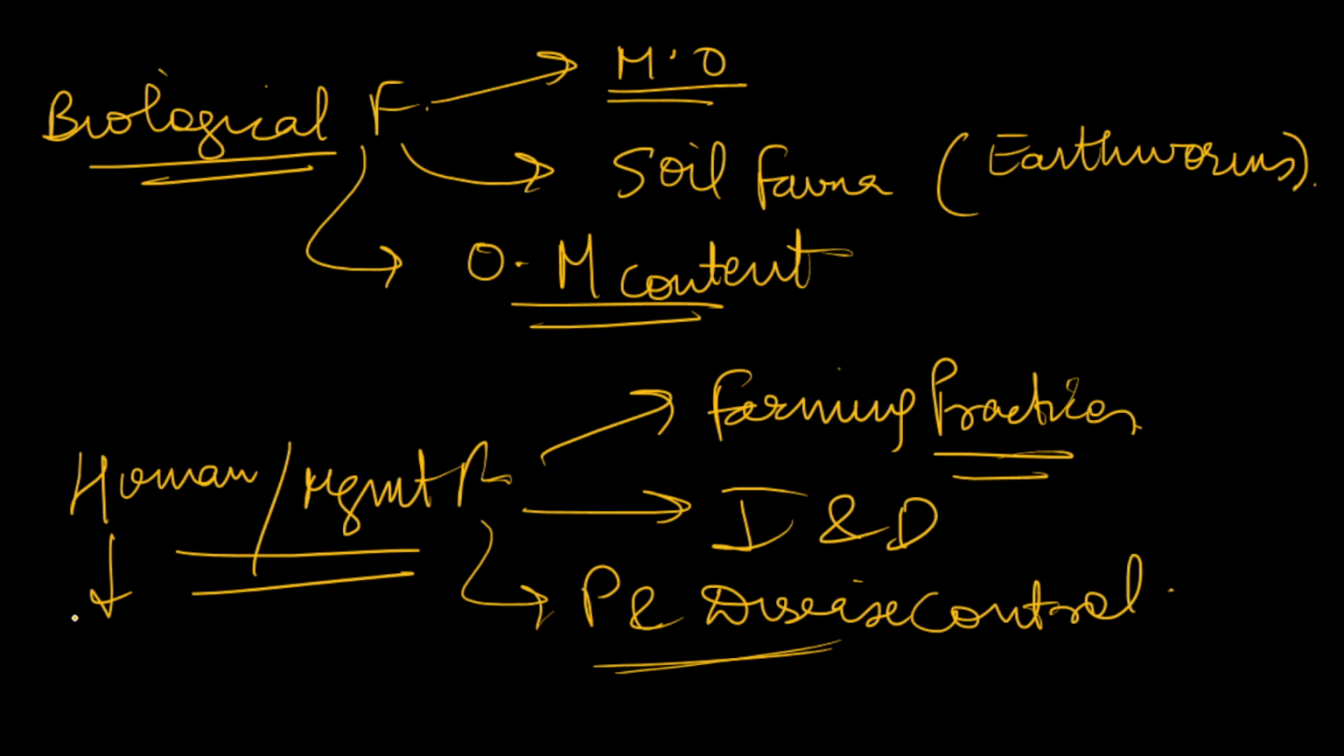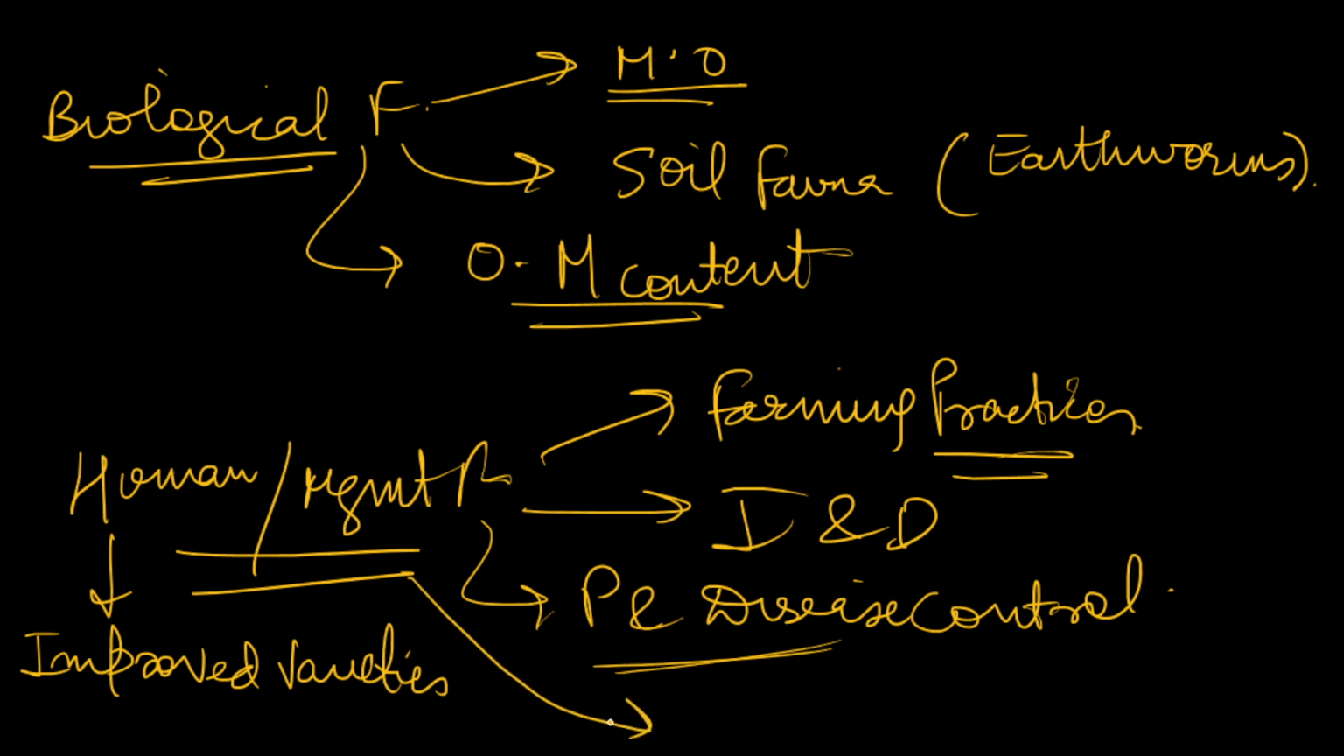You can also mention the adoption of improved varieties. If improved varieties are used, obviously yield will be higher, which will enhance our productivity of soil. Also, the use of technology, use of machines, all these things have an impact on soil productivity, and these are important factors. You can also mention some socio-economic slash institutional factors.